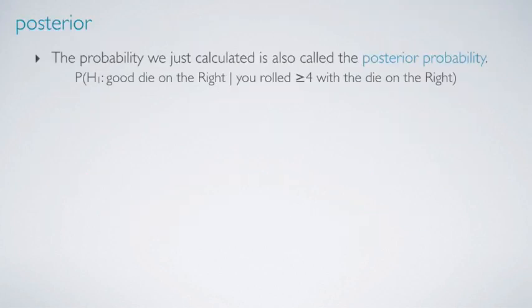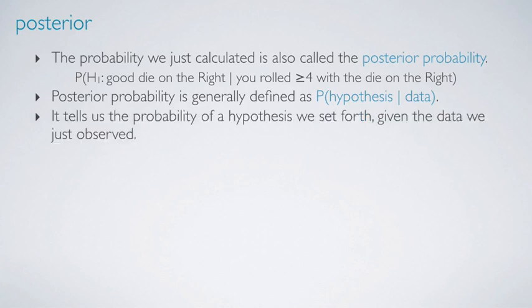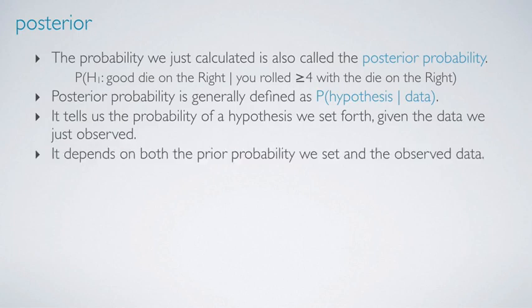The probability we just calculated is also called the posterior probability. It's the probability that the good die is on the right, given that you rolled a number greater than or equal to 4 with the die on the right. Posterior probability is generally defined as the probability of the hypothesis given the data, or in other words, the probability of a hypothesis we set forth given the data we just observed. It depends on both the prior probability we set and the observed data.